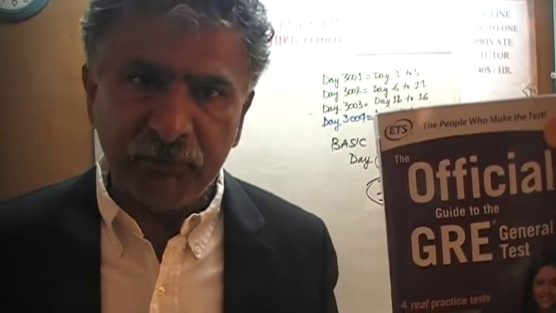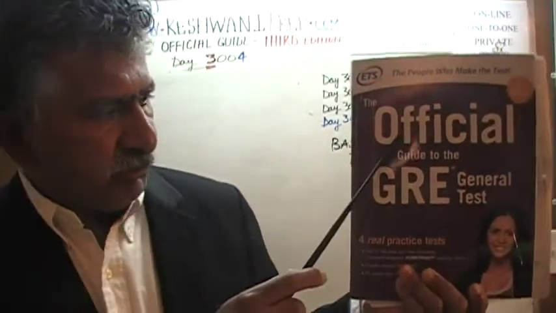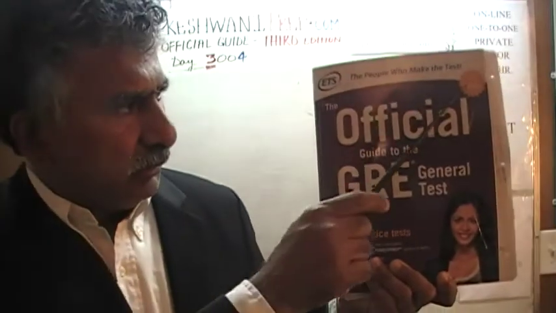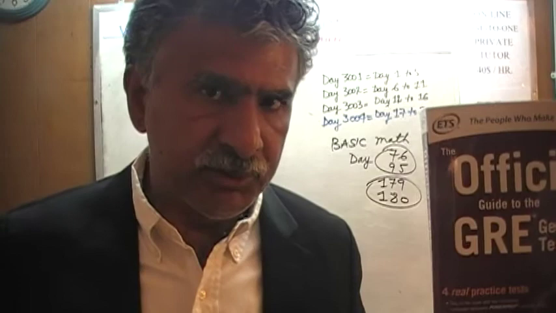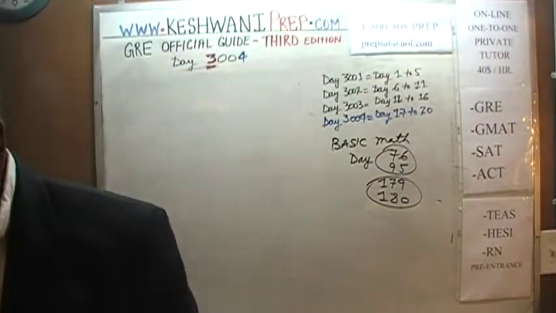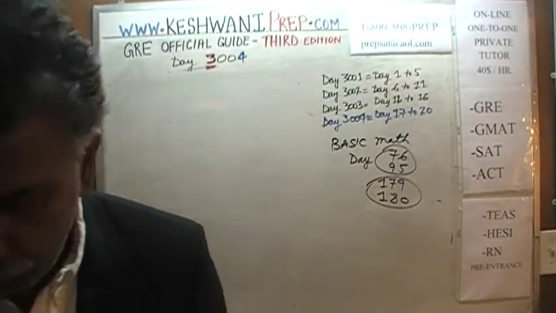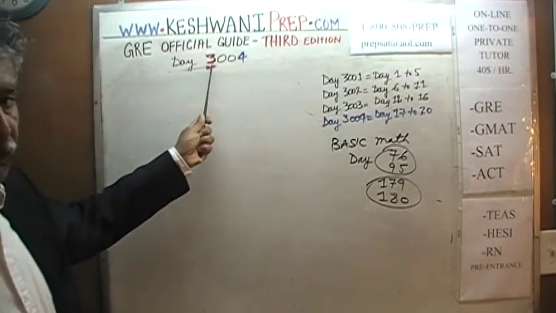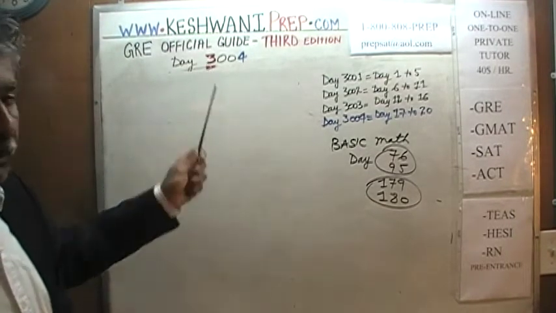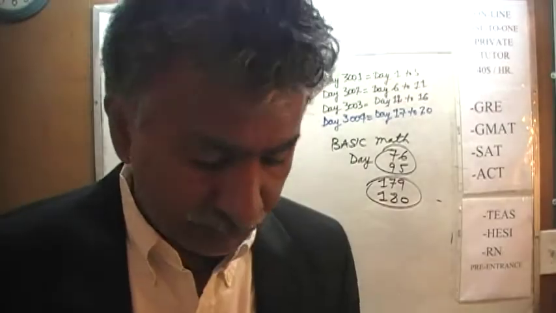We are here because we want to prepare for the GRE. We have been solving math problems out of this book here, the Official Guide to the GRE, third edition. If you do not own this book already, purchase one immediately. Today is our lesson number 4, day number 4. It says day 3004, the three designating that it is from the third edition.